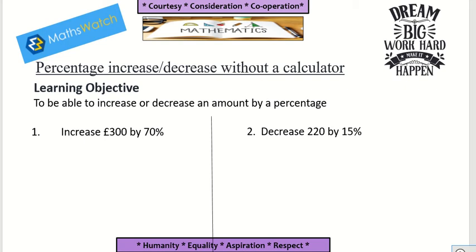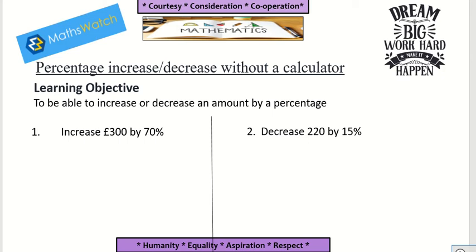So the learning objective, guys, is that we're going to be able to increase or decrease an amount by a percentage. So for example, if I say to you, the price of bread has increased by 20%, it was £1 before, you will be able to do that after this lesson. Or if I said to you, I bought a car for £10,000, the value of it decreased by 15% over the year. How much is it worth now? So these kinds of questions you'll be able to do without a calculator after this lesson.